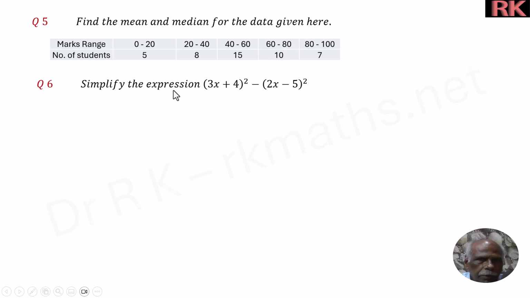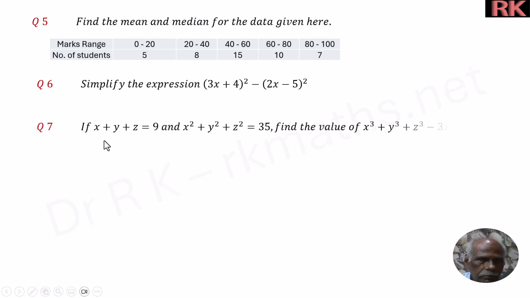Next question is simplify the expression. Here it is (a plus b) whole squared minus (a minus b) whole squared form. What is a squared minus b squared? (a plus b) into (a minus b). Use that identity and solve it. Please note, you have to use the identity and solve.